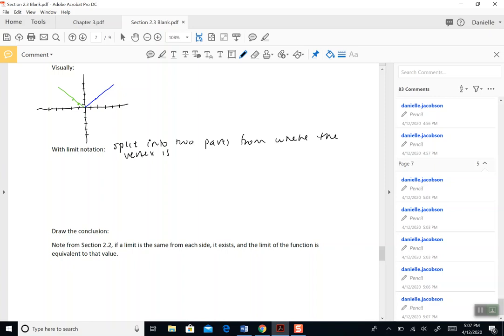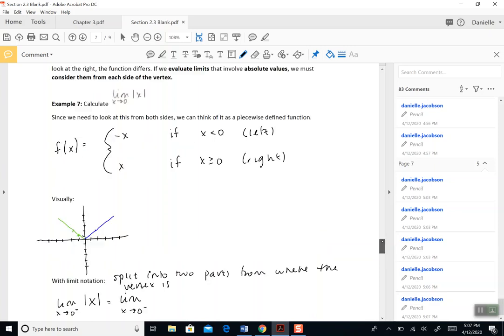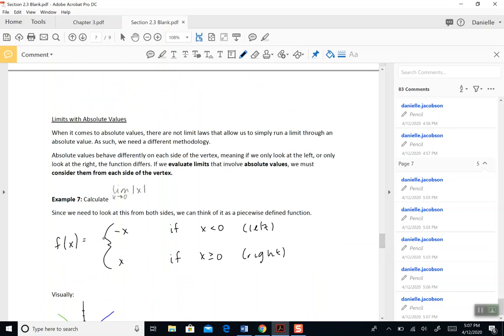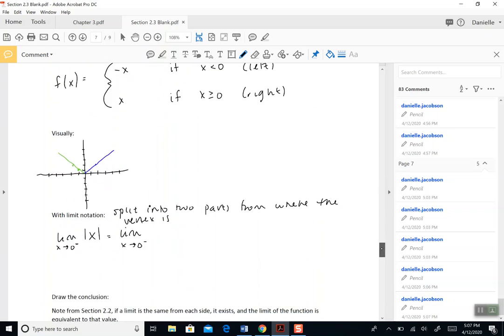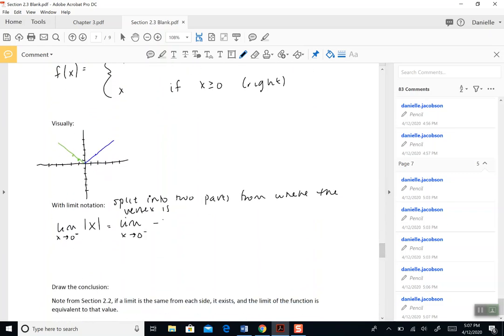Okay, so if we look from the left, we have the limit as x goes to 0 from the left of the absolute value of x. The x value of 0 is where your vertex is, that's why I have the 0 there. Now I have to use that piecewise defined function, so I know that when I'm on the left-hand side, my absolute value function is the same as y equals negative x. So now I'm going to substitute that negative x in there.